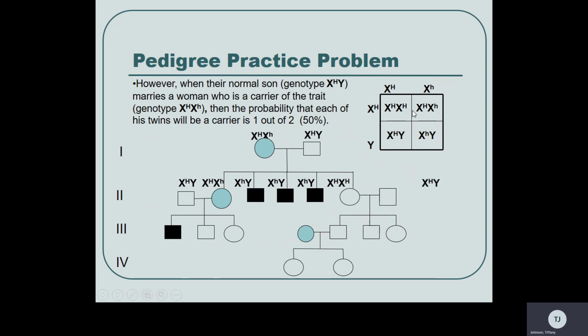Okay, so going back and putting those genotypes back. There's only a 50-50 chance because one chance is X big H, X big H, and the other one is X big H, X little h. 1 out of 2 is 50%. So the answer to that question is 50%.